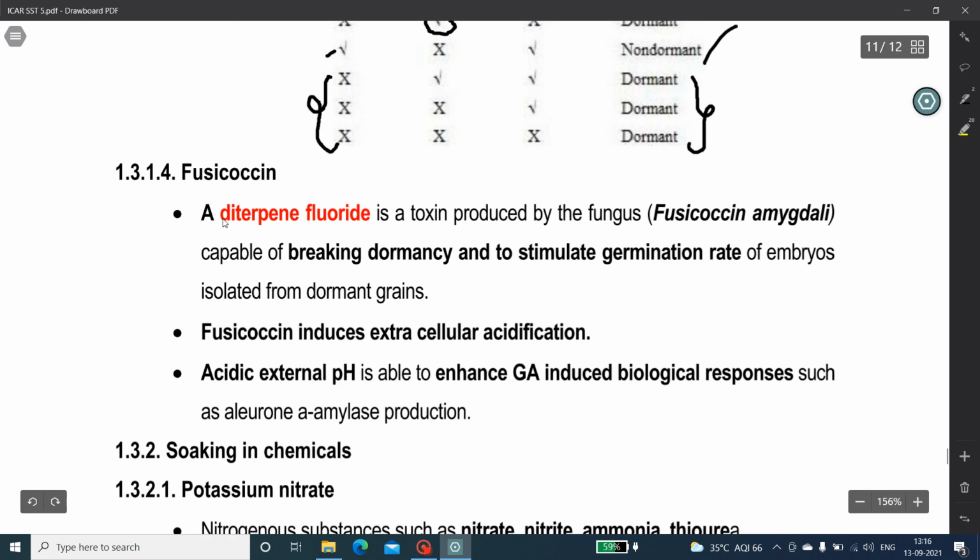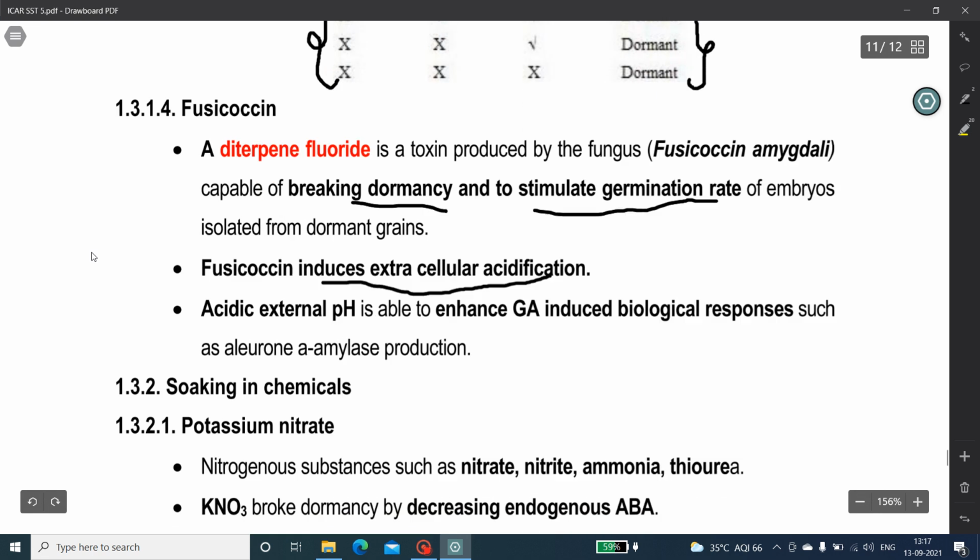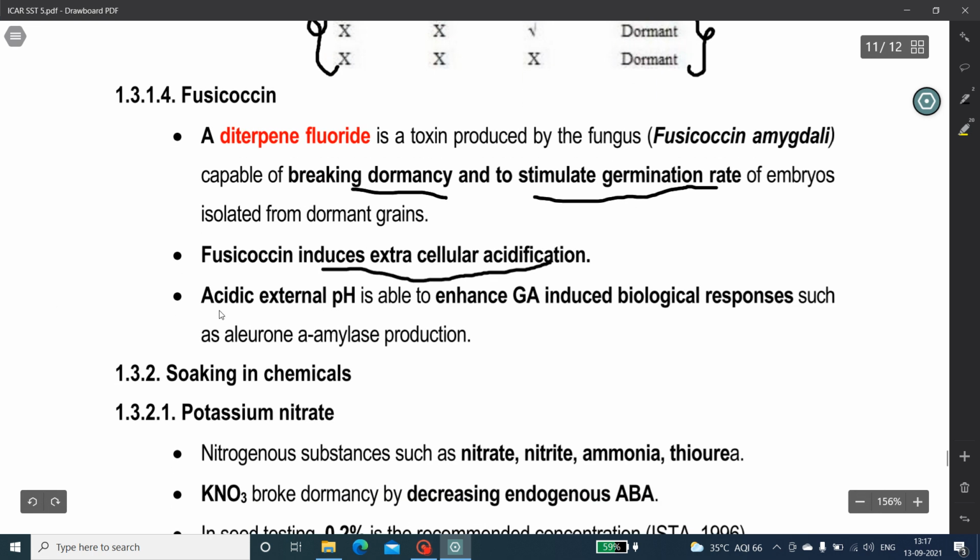The next chemical is fusicoccin. It is a diterpene glucoside, a toxin produced by the fungus Fusicoccum amygdali. It is capable of breaking dormancy and stimulating the germination rate of embryos isolated from the dormant grains. It induces extracellular acidification, and the acidic external pH is able to enhance the GA-induced biological responses such as aleurone amylase production.